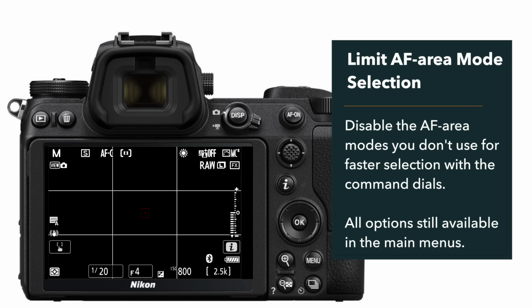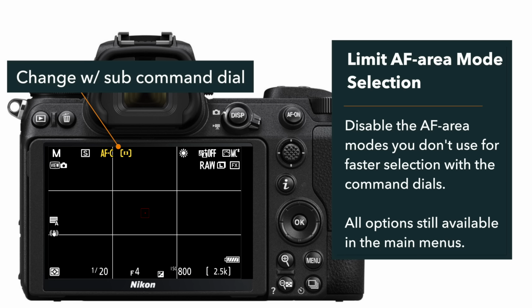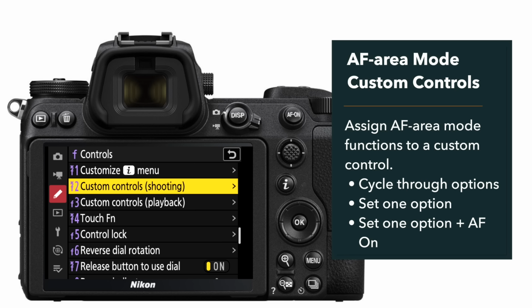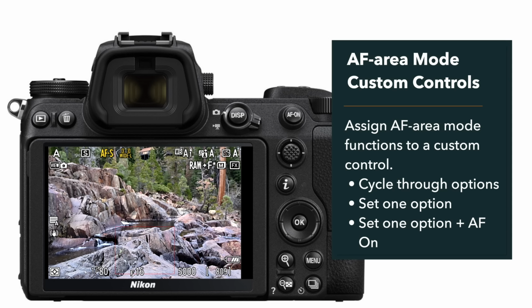I mentioned using a custom function control to choose your autofocus area mode. When you combine that with the AF area limiter, you can choose the autofocus area mode that you need really fast. This is the default setup on many cameras, but if you go into your custom settings menu, F2 for your custom controls, you can choose Focus mode / AF-area mode. That'll let you select between the AF area modes that you've enabled in that limit AF area menu. You just hold that button and then rotate the dial to choose the AF area mode that you need.